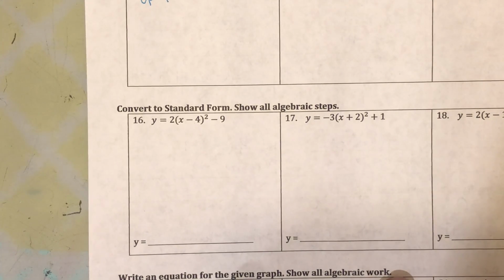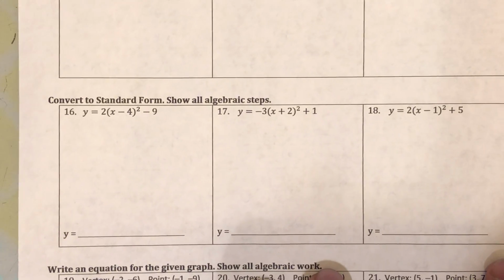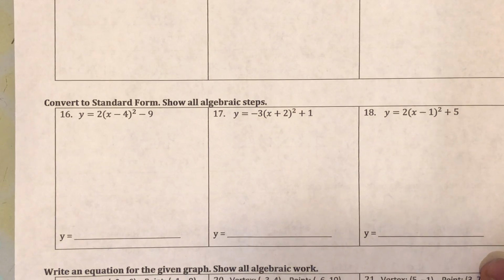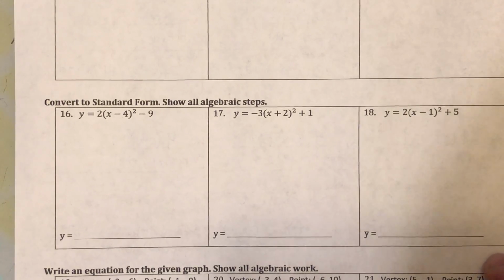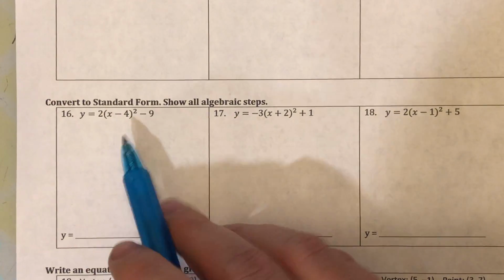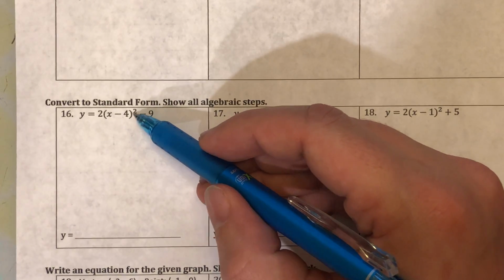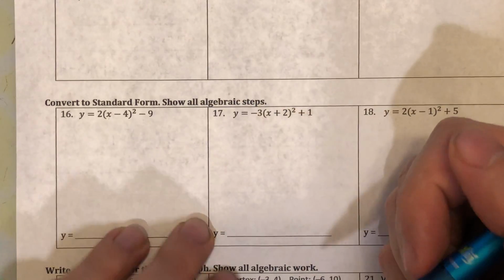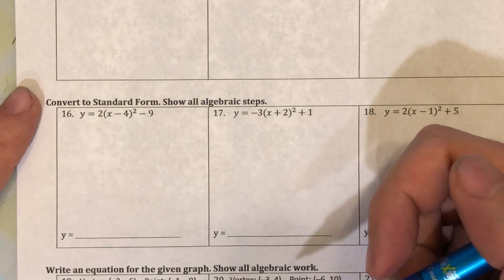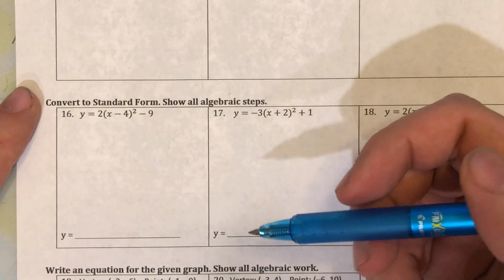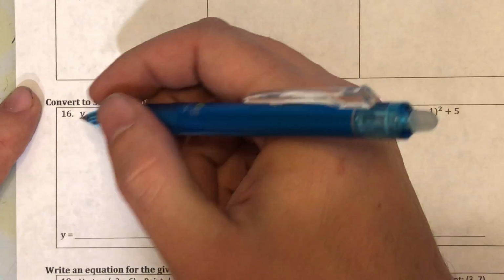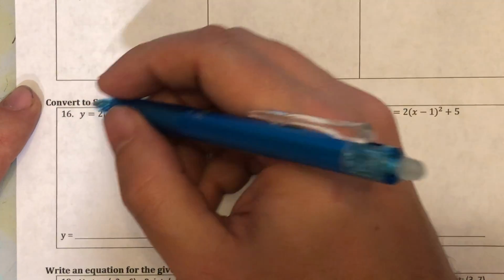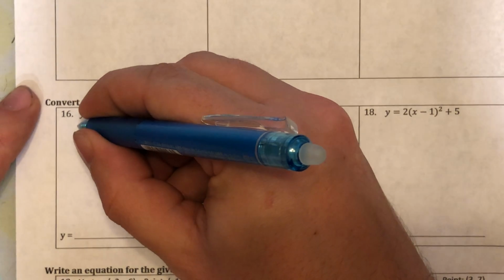16, 17, and 18 are when it gives it to us in vertex form and wants us to put it into standard form. The way we do that is through following our order of operations. So the first thing that I have that I can do, I have this exponent. So I need to do x minus 4 multiplied by itself, x minus 4. So you FOIL or do double distribution, same thing. Some of you like doing the box method. Whatever your method is fine.